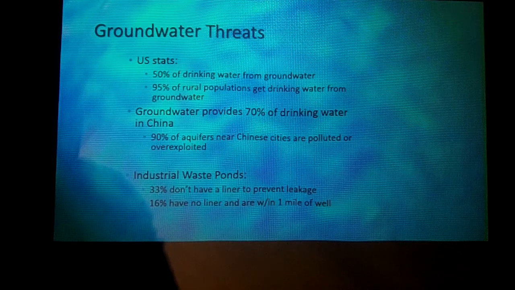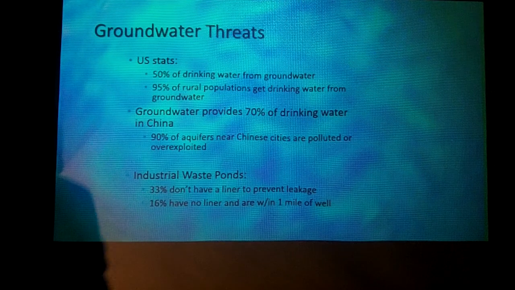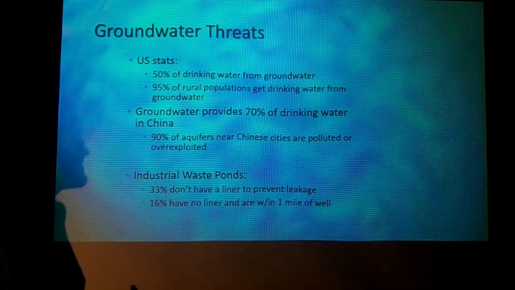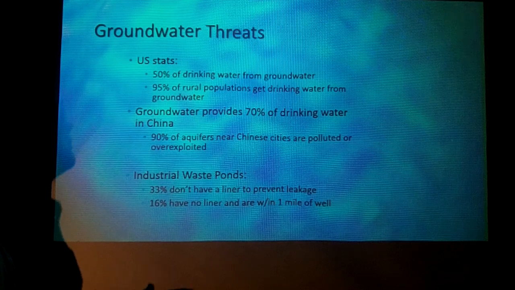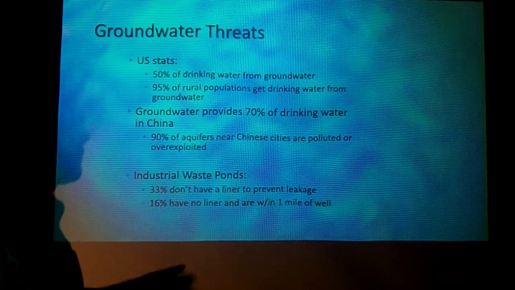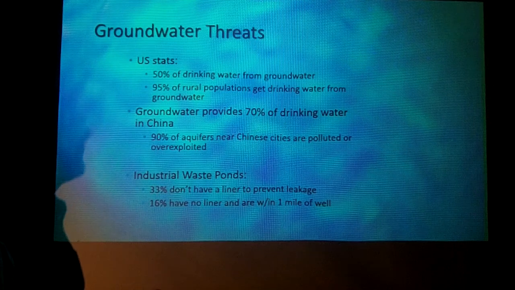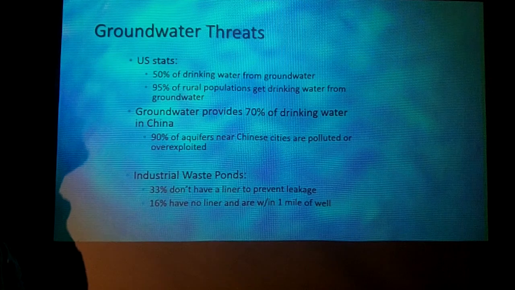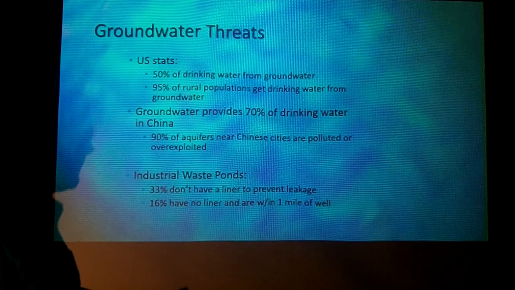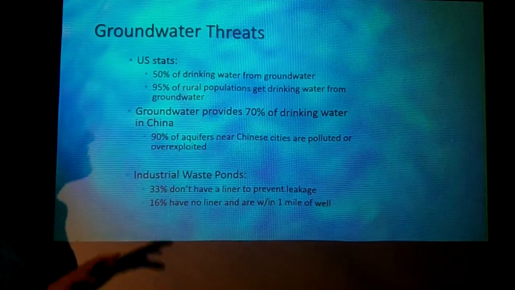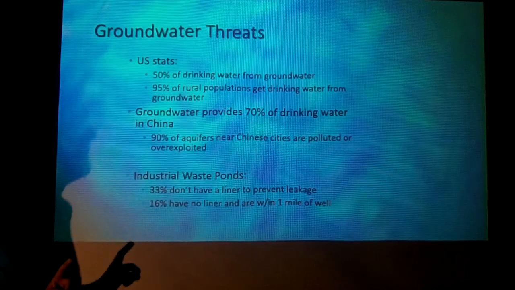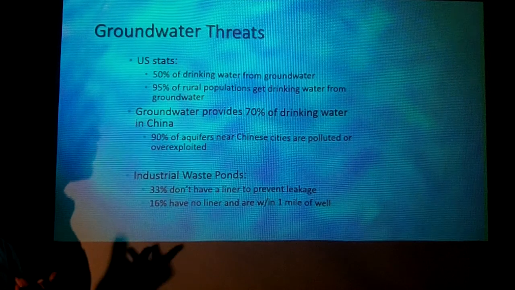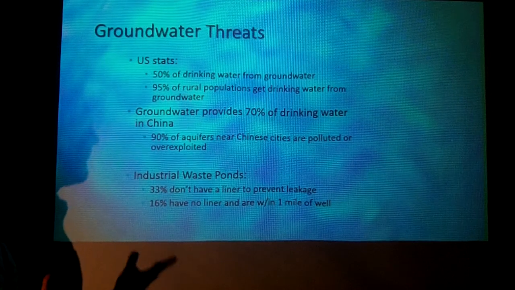Industrial waste ponds, 33% don't have a liner to prevent leakage. We're talking about a big, thick rubber liner that goes underneath any type of holding pond for industrial chemical waste, right? There's got to be a thick rubber lining and then a clay lining underneath. So if any drips through or makes it through the rubber lining, then it still can't get through the impermeable clay layer, okay? 16% though, and this is in the United States, 16% don't have a liner, and they're located within 1 mile of a local area's drinking water well. That's insane.